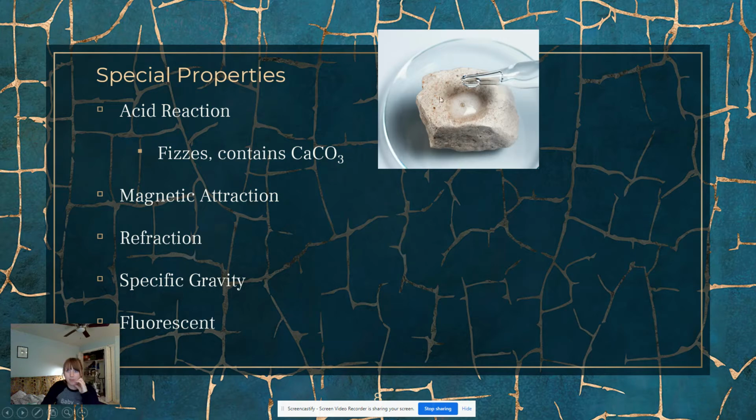So here's an example of a sample that has an acid solution being dropped onto it, and it is fizzing, indicating it contains calcium carbonate. I think this is a sample of limestone.